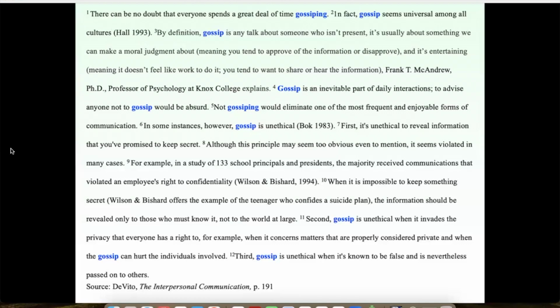There can be no doubt. Number 2 says, in fact, gossip seems universal among all cultures, by Hall, 1993.